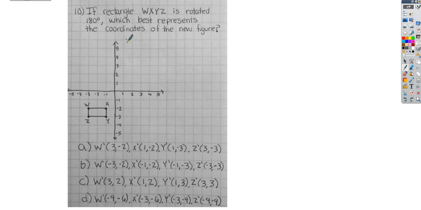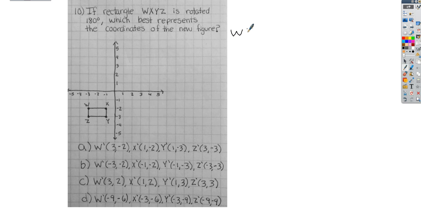Okay, last one, number 10. If rectangle WXYZ is rotated 180 degrees, which best represents the coordinates of the new figure? So remember we said rotations and dilations, we have to find the original ordered pair of the figure before we can find the new figure. So we need to find the original ordered pair of WXYZ.